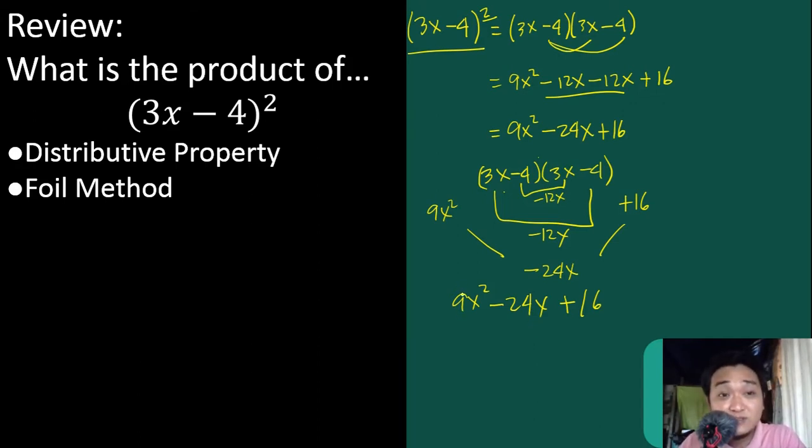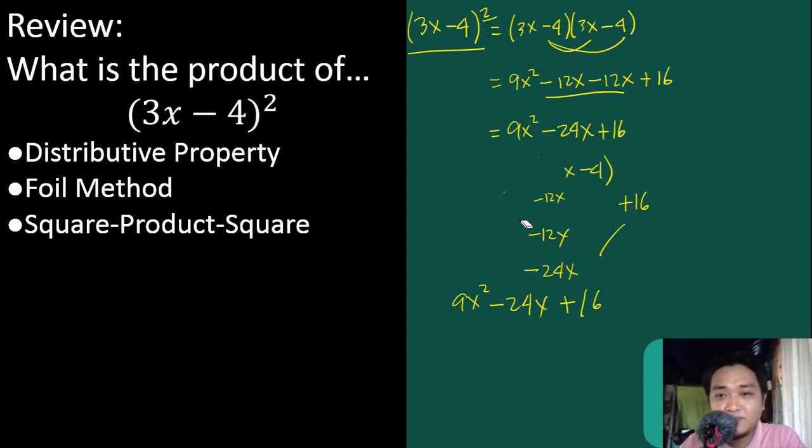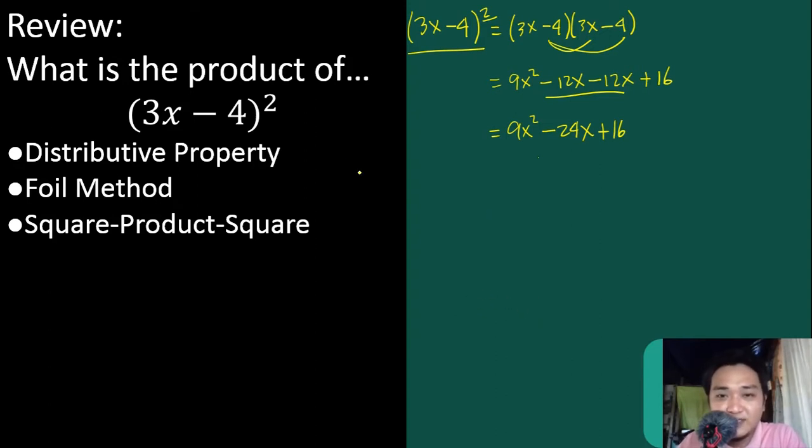If we want to square a binomial, we can also make use of square product square. So paano ginagawa yung product square? Ito na siguro yung pinaka shortcut din, isa sa mga pinakamadaling shortcuts na ginagawa natin whenever we square a binomial. Square product square. So paano ginagawa yan? Let's say you have 3x minus 4 squared. Square the first term, that will be 9x squared. Square the last term, that will be positive 16. And then we are going to multiply 3x, negative 4 and 2.